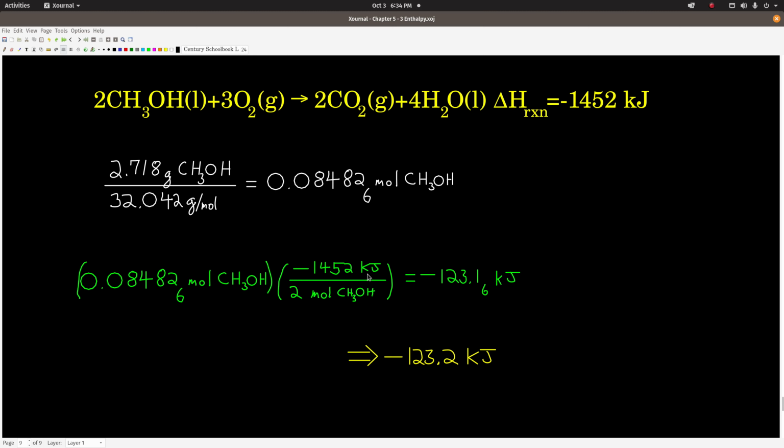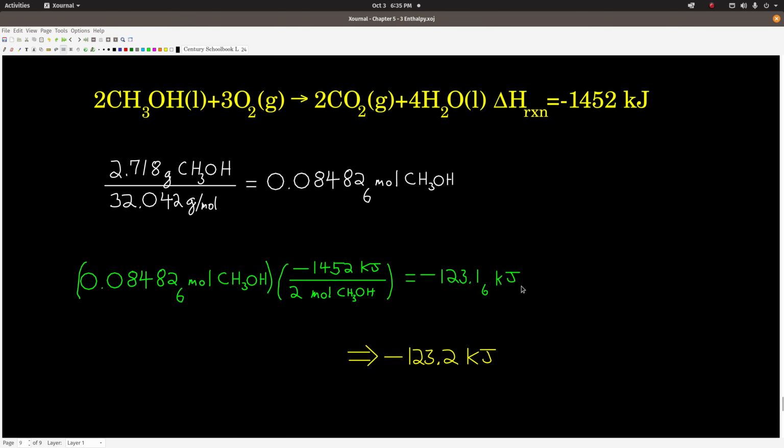And then I just used the heat of reaction as a conversion factor. I have this many moles of methanol. The change in enthalpy is negative 1452 kilojoules per 2 moles of methanol. Watch out for that too, guys. That's the one that people tend to forget. It comes from right here, because that's what this thermochemical equation tells us, that 1,452 kilojoules of energy are released for every 2 moles of methanol that combust under constant pressure.